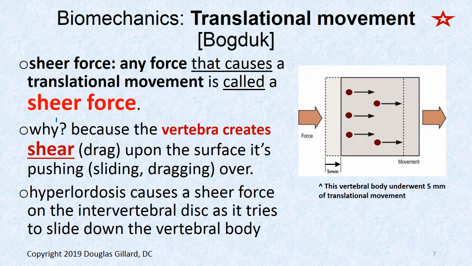And that force is called shear force. Why? Because the vertebra drags across the surface and there's some resistance, and energy is needed, and that is in the form of heat in some circumstances. But the key is it's a shear force. We've talked about already patients with a hyperlordosis, how that creates a shear force on L5 in particular, and L4, as they want to slide down their bodies.